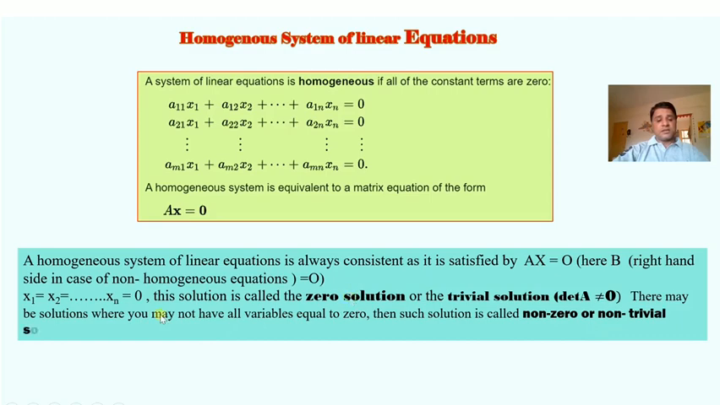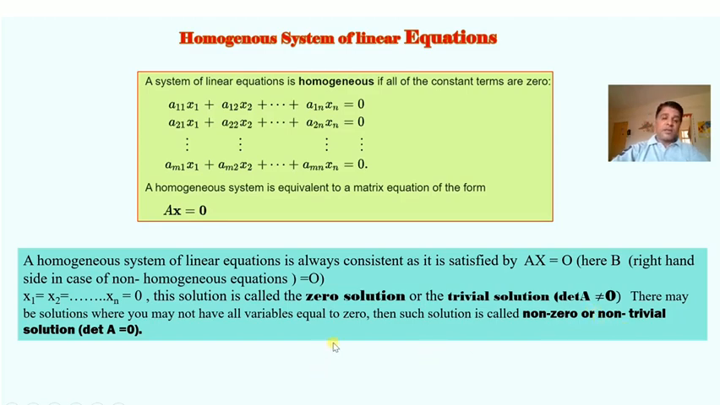That means x1, x2, ..., xn may not all be equal to 0. Then these are called non-zero solutions or non-trivial solutions. In this case, determinant of A is equal to 0. So these are two very important conditions. You need to remember that for homogeneous equations, when determinant of A is equal to 0, there will be non-zero or non-trivial solutions.